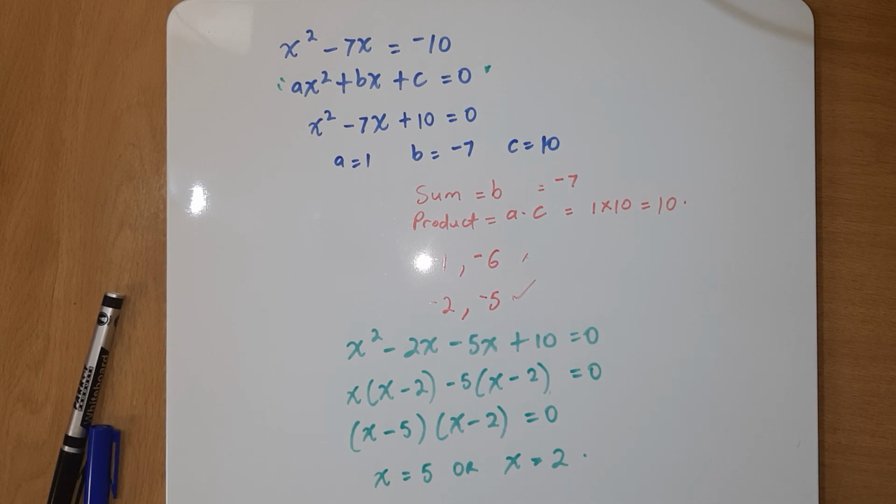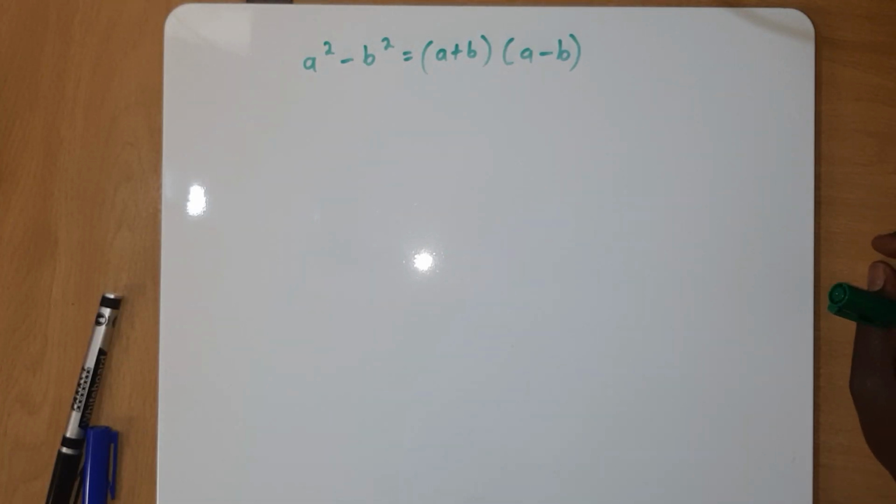So now we want to look at factorizing when we have a difference of two squares. Okay, so now we have our formula. This is a general rule: a squared minus b squared is equal to the sum times the difference. The sum of the two numbers times the difference.